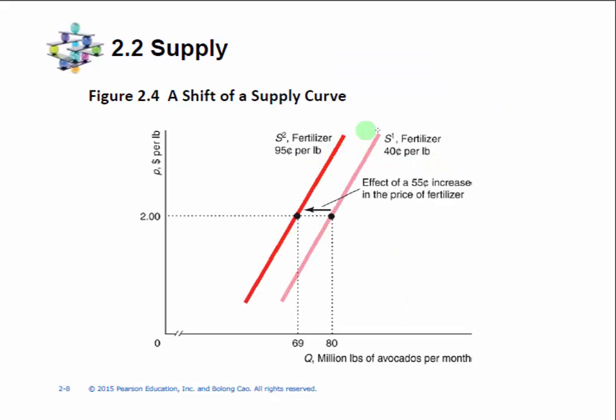The supply curve can also move. In our textbook, basically we have a cost increase, the cost of fertilizer increased, and the supply curve shifted back, or shifted to the left, or shifted toward the origin, right? Shift inward. That's how we describe a decrease in supply.